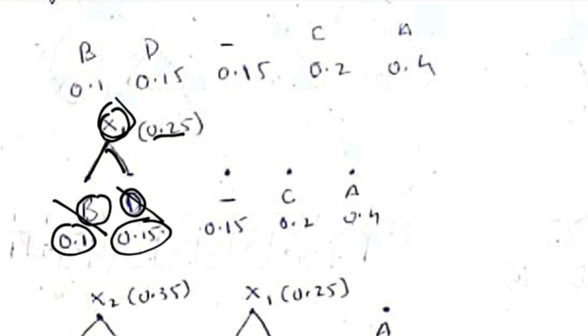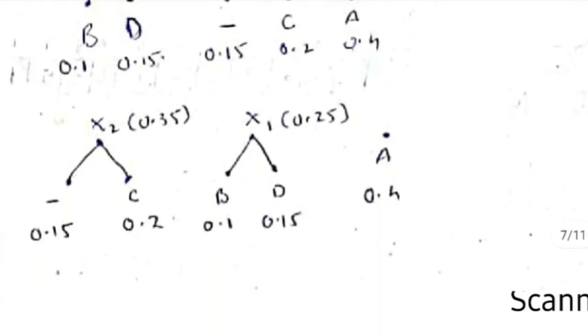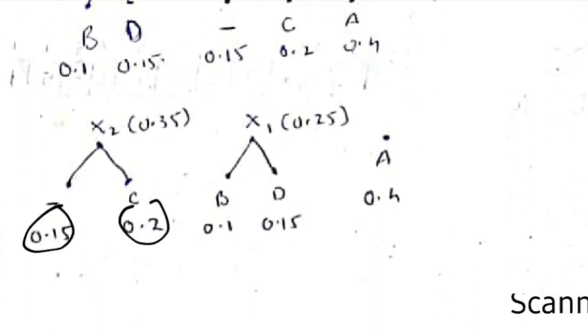So we have 4 elements now: x1, space, C and A. Now what's the least 2 in all of these 4 elements? The least 2 is 0.15 and 0.2. Take it separate and make a group. The least one will be placed in the left, and the more one will be placed in the right. Make a group and add these values, you will get 0.35.